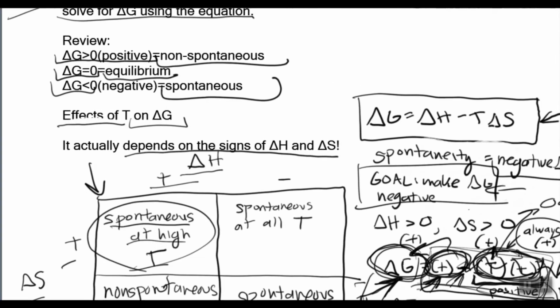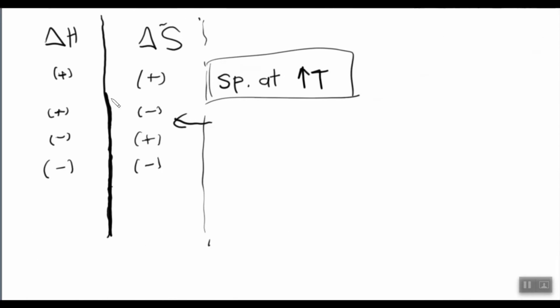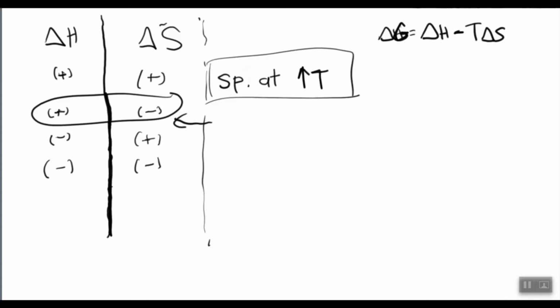Now remember, our goal is to make delta G negative. Doesn't matter how negative, we just need it to be negative. So let's try to figure out how we can make this condition so that we can make delta G negative. So we know that our delta G is equal to delta H minus T delta S. Let's shove in the symbols so delta G will be equal to a positive number minus T times a negative number. Now there's a problem here.